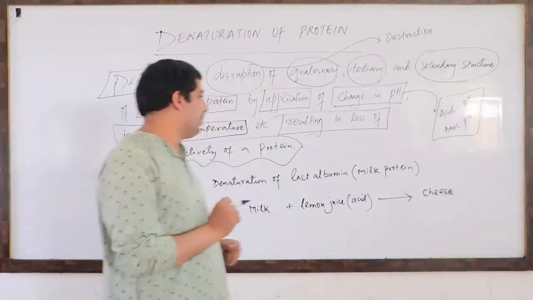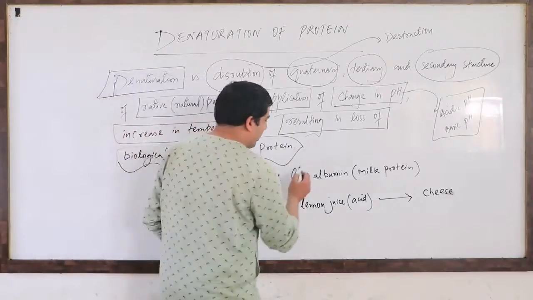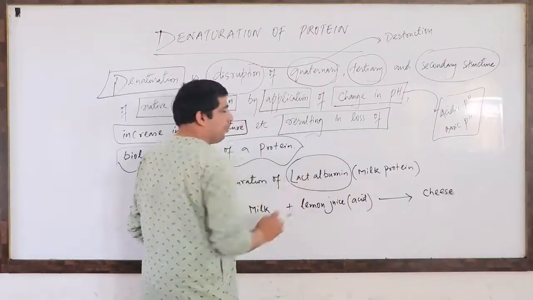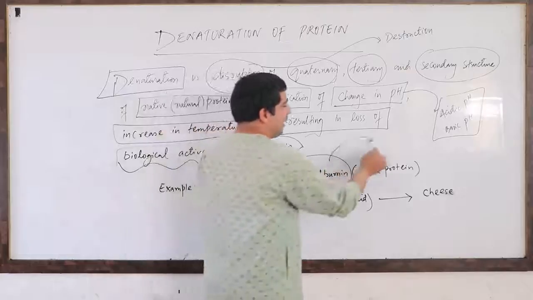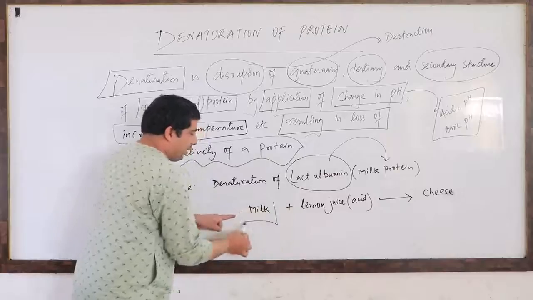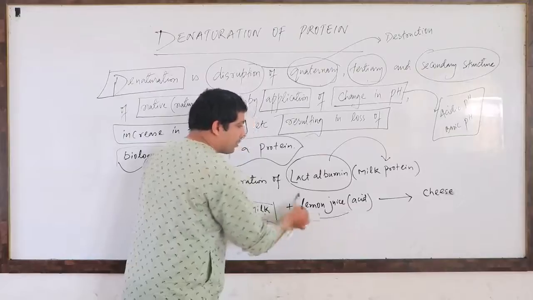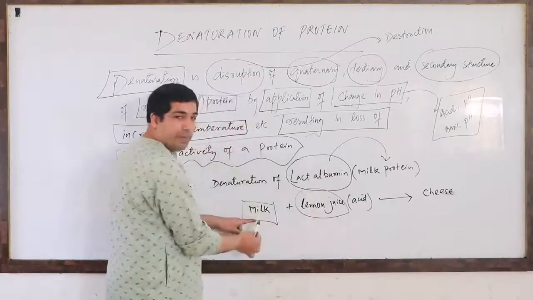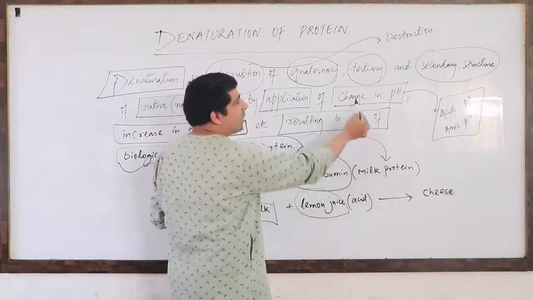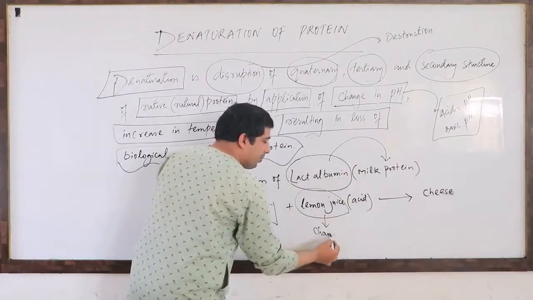Let's take one example here. I am talking about the denaturation of lactalbumin. Please have a look here. This lactalbumin is basically a milk protein, so it will be present in milk. If you put some lemon juice into the milk, that lemon juice is nothing but acid. That means you are changing the pH. So adding lemon juice means a change in pH.